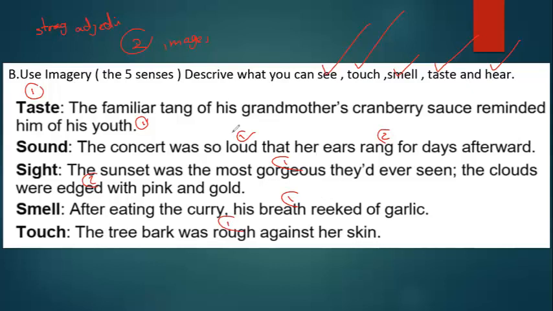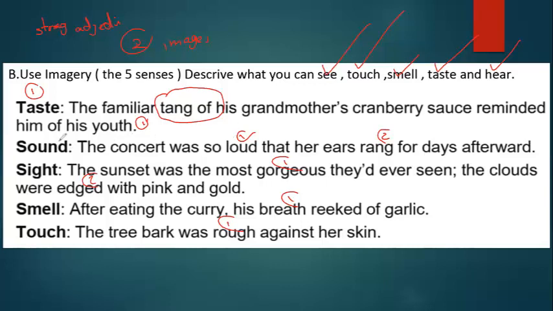Thank you. The highlighted numbers here, the annotated numbers, refer to what? They refer to the five senses. If you want to describe a food, you can use the words that describe food. Here he said, the familiar tang of the cranberry sauce. Tang means a strong taste of something, when something tastes strongly that you can never forget. You can say the food's tang.